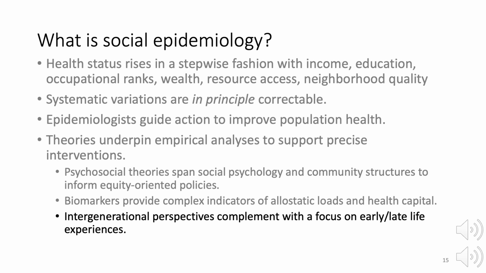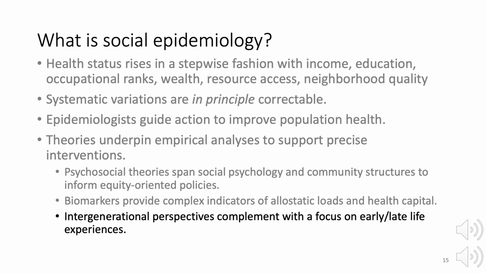To conclude, what is social epidemiology? We have learned that health status rises in a stepwise fashion with income, education, occupational ranks, wealth, resource access, and neighborhood quality. These systematic variations are in principle correctable. Epidemiologists guide action to improve population health.